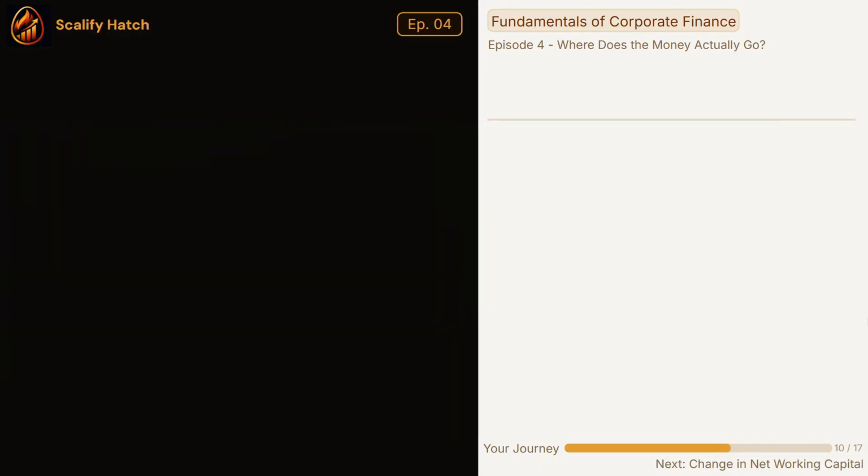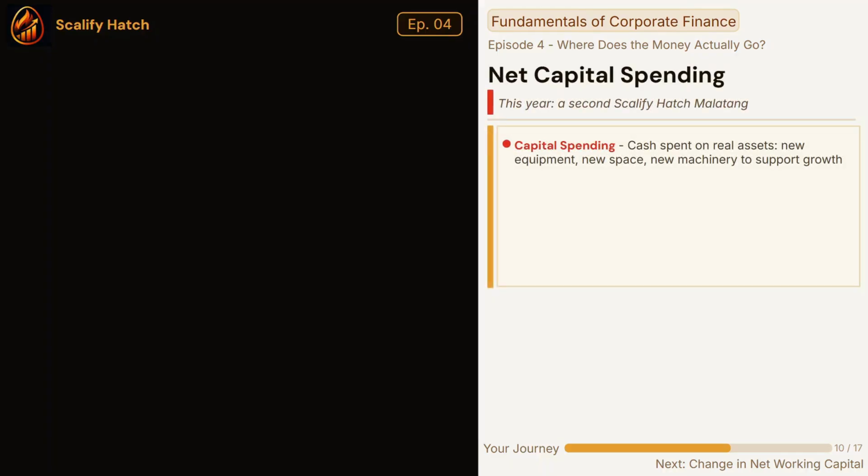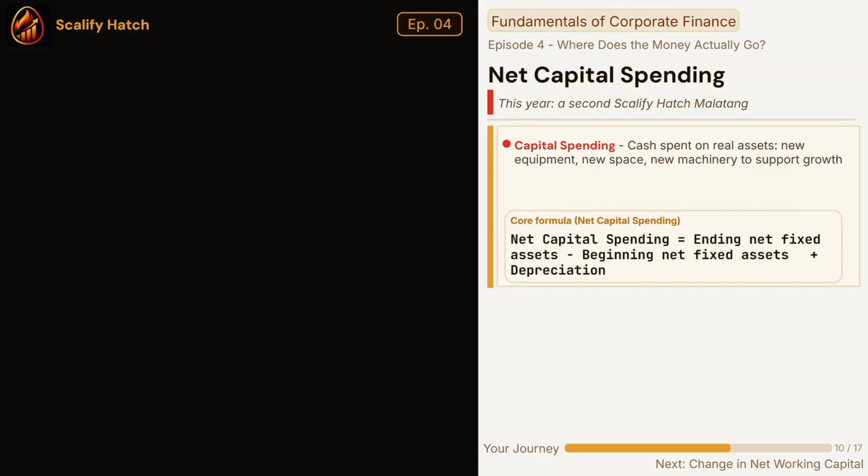The second part of cash flow from assets is net capital spending. Growing businesses spend real cash on real things: new equipment, more space, new machinery. That's capital spending. And here's how it's actually calculated. Net capital spending equals the change in fixed assets plus that year's depreciation. We add depreciation back for the same reason we did a moment ago with operating cash flow. It reduced the fixed asset balance on paper, but it isn't new spending. So we separate that out from the real dollars going toward new equipment.